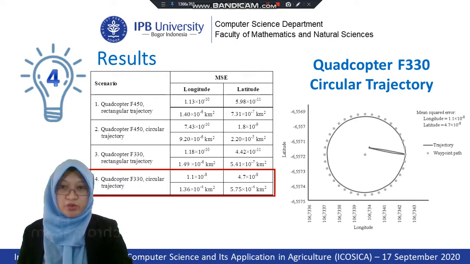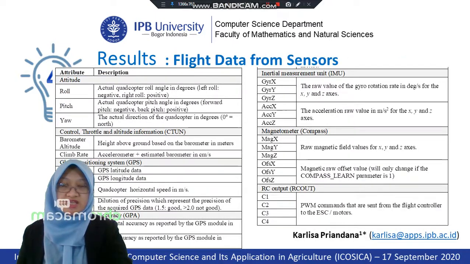Okay, because both quadcopters can fly autonomously following the desired trajectory with reasonable error, we also take the flight data from all the sensors. We have data from attitude, roll pitch yaw. We have data control throttle and altitude information. We also have the data from the GPS system. We have the GPS accuracy data as well. And then we have the data from the IMU sensors. We have data from magnetometer and also data from RC output.